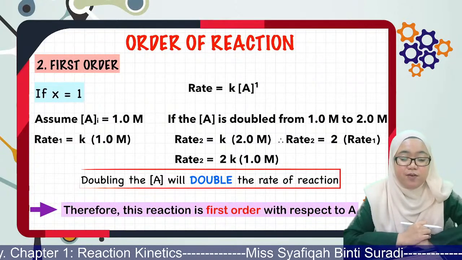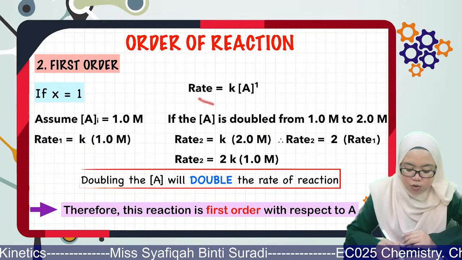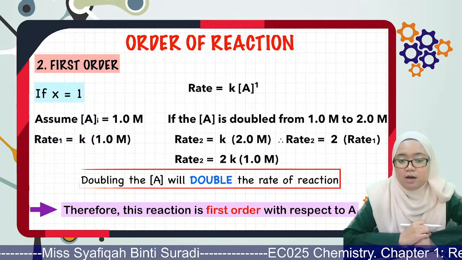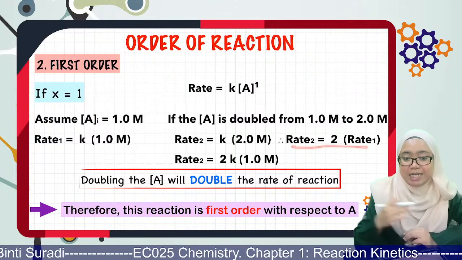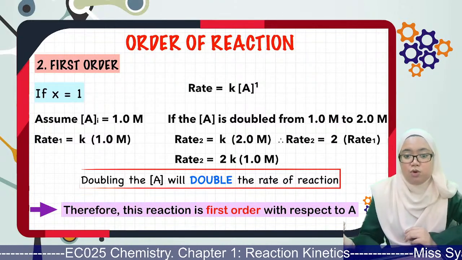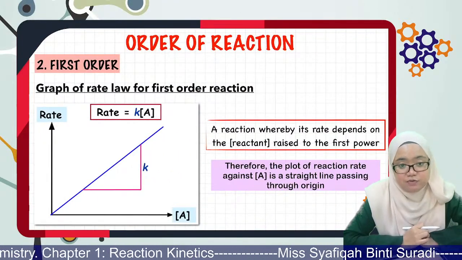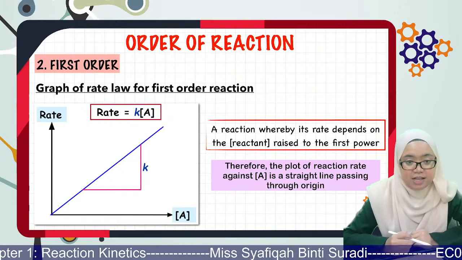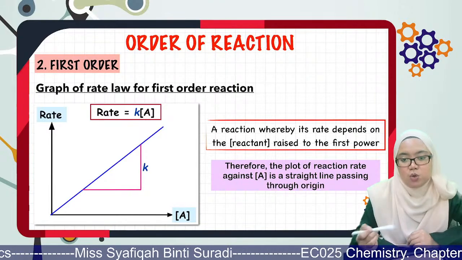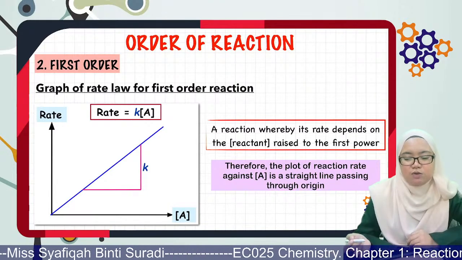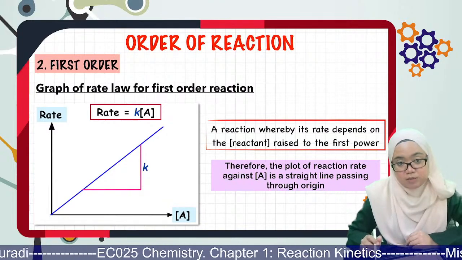Next, we are going to look at first order. So first order, which is K times A to the power of 1. Okay, so for first order, if we double the concentration, our rate will also double. Okay, so that is for first order. So when we draw the graph of rate law for first order reaction, our graph will be a straight line, a graph passing through the origin. So this graph shows that the rate of reaction depends on the reactant raised to the first power.